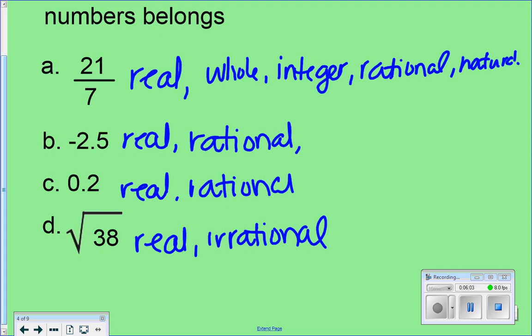Now let me explain this to you. Get your calculator out. Everybody has a different calculator. I'm going to show you how to find square roots on your calculator if you don't know how to do this already.